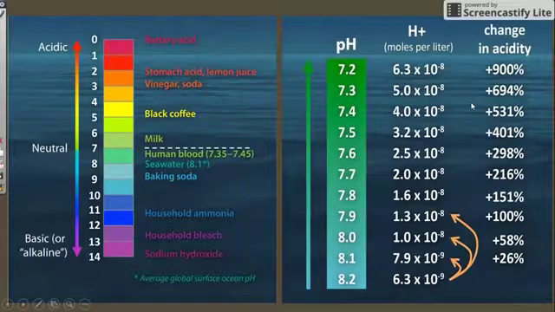All right, here is our pH scale. So again, 0 is very acidic, basic is 14 or alkaline. Our seawater is about an 8.1, and this is changing.